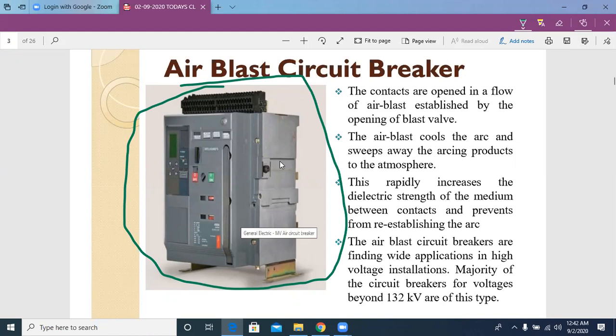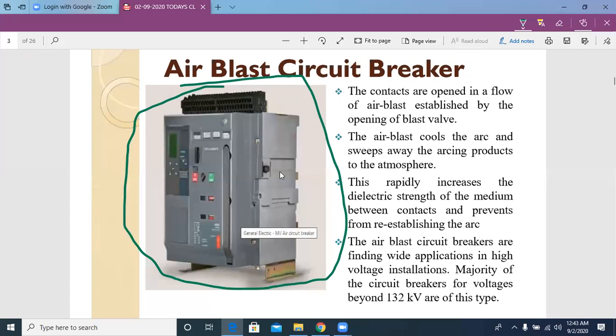When the pressurized air takes the ionized gas, that means free electrons, away from the contacts, automatically the dielectric strength of the medium in between the contacts is increased. When the dielectric strength becomes more than the arc path density, automatically the arc is extinguished. This is the thing that happens in air blast circuit breaker.